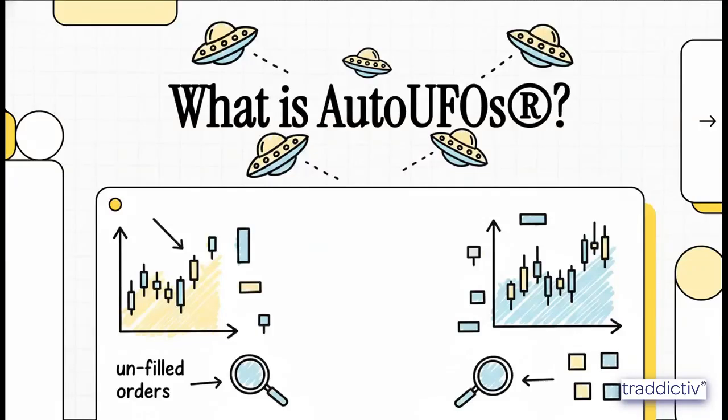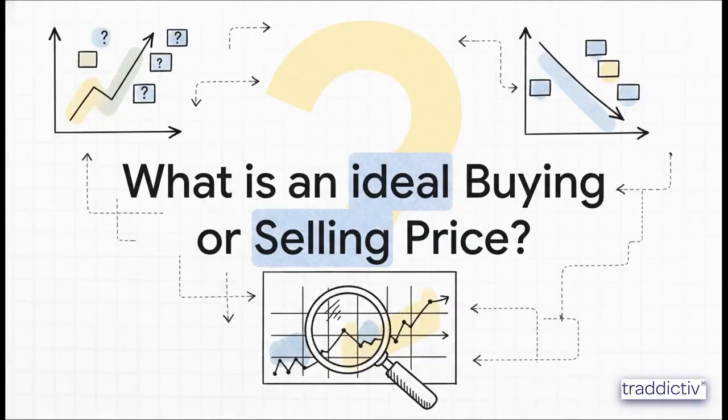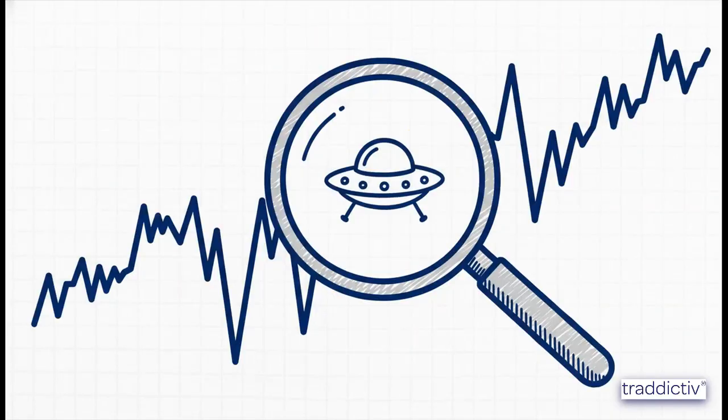So, you're looking at Auto UFOs and wondering, what's it all about? Let's dive in. For any trader, this is the big question, right? Where do you get in and where do you get out? Well, it turns out the market actually leaves clues. They're called, you guessed it, UFOs.